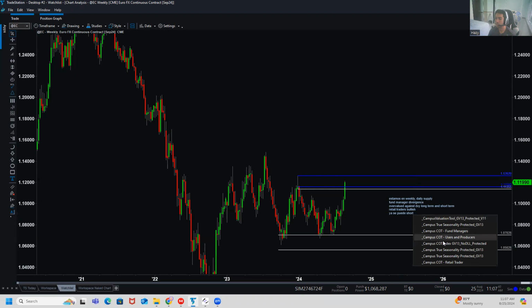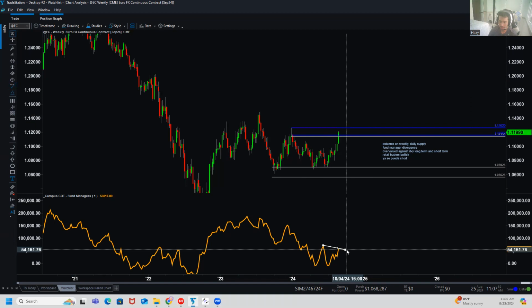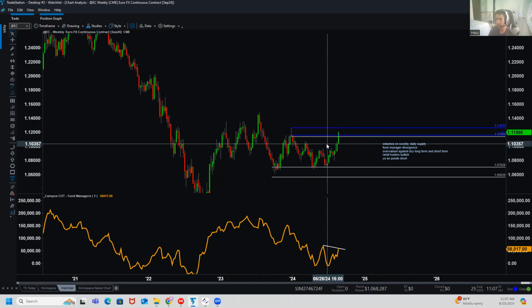The fund managers are giving us a pretty good divergence. We can see the fund managers doing like this, and then we have price doing the opposite, which is going up. All right, so that's another indicator.